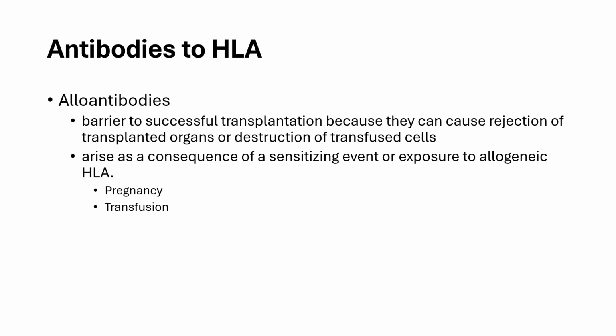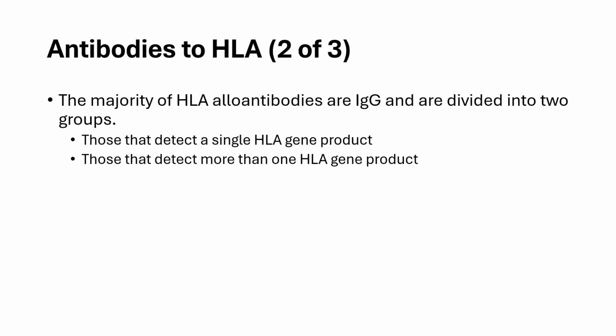For alloantibodies, they are a barrier to successful transplantation because they can cause rejection of transplanted organs and/or destruction of transfused cells. Alloantibodies arise as a consequence of sensitizing events or exposure to allogenic HLA, such as pregnancy or transfusions. The majority of HLA alloantibodies are IgG, and they are divided into two groups: those that detect a single HLA gene product and those that detect more than one HLA gene product.